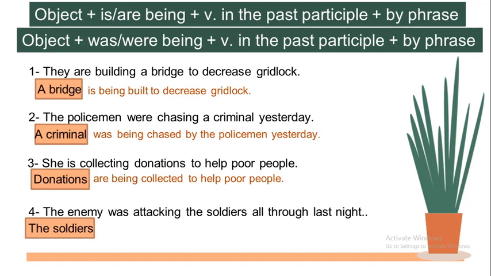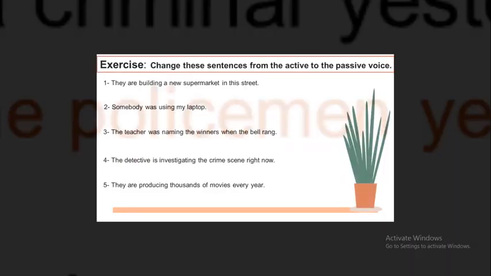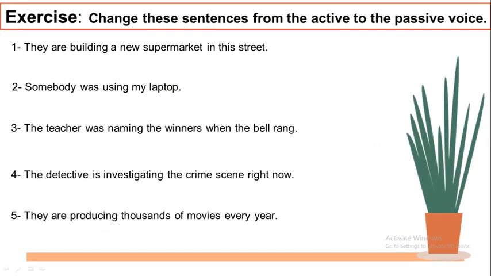Excellent. We'll have to use the verb to be, were being, because the soldiers are plural. And after that, we'll use the word attacked, the past participle of attack, and the by phrase, by the enemy, all through last night. Now let's have a mini application in order to check your comprehension.